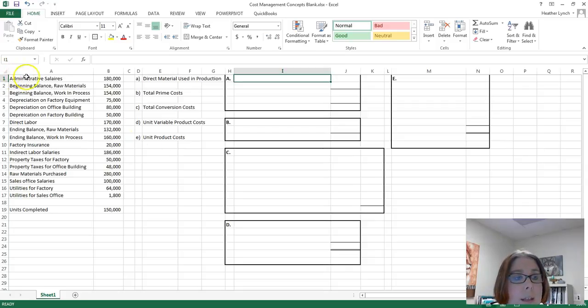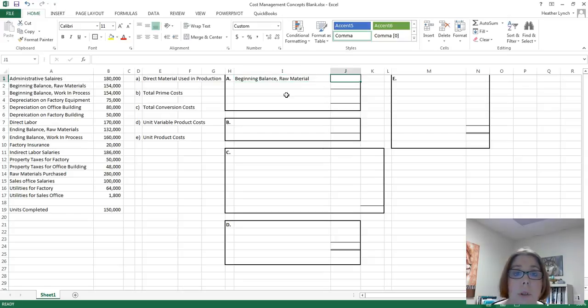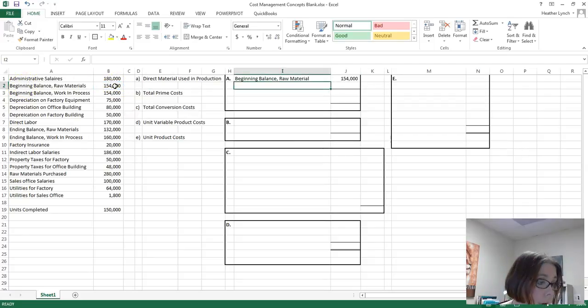I've just created some numbers off to the side and also given my units completed. I'll use that when I need my unit variable cost and my unit product cost. So what we're going to start off here is we're going to do our direct material used in production. And when we do that, we start with our beginning balance of our raw material. So I have these in alphabetical order. So my beginning balance of raw material is $154,000.